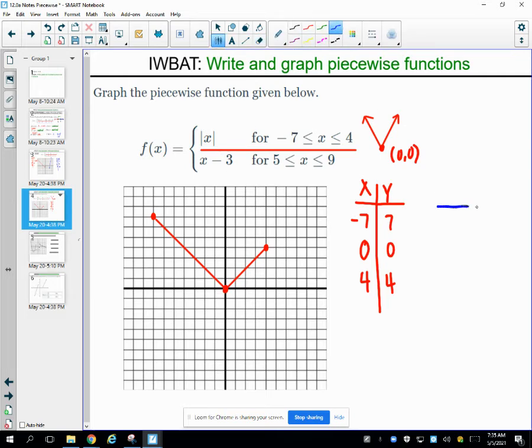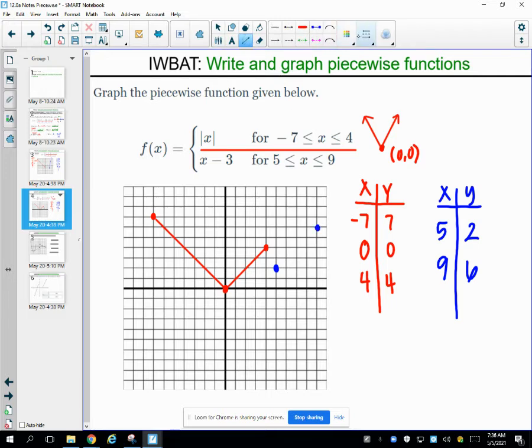So we can just plot the two boundary points because that'll be the starting and the stopping point. So we can just plot the 5 and the 9. So 5 minus 3 is 2. 9 minus 3 is 6. Plot those two. 1, 2, 3, 4, 5, 2. And closed circles on both of those because of the equal sign. And then 9, 6. And then just connect that with a straight line.